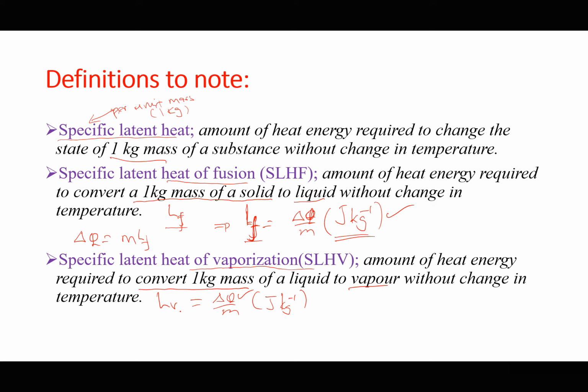Some of these definitions will appear many times, so you need to make them part of you. You can easily distinguish them. When the word specific is there, you must refer to a unit mass. If it is fusion, it is solid to liquid. If it is vaporization, it is liquid to gas. If it is latent heat, there is no change in temperature. Latent, no change in temperature. Specific, 1 kilogram. Fusion, solid to liquid. Vaporization, liquid to gas. They are easy to distinguish.